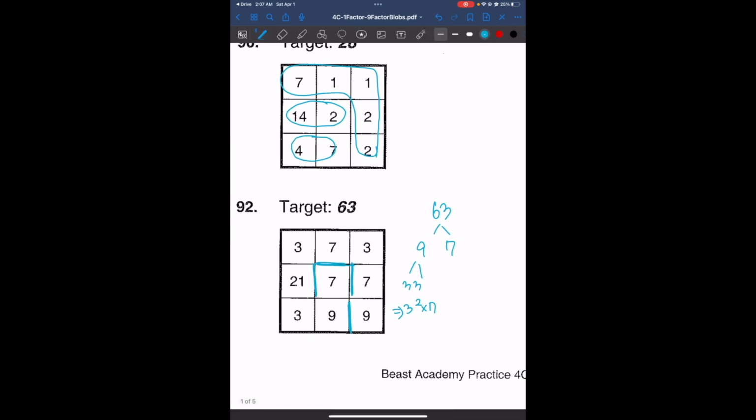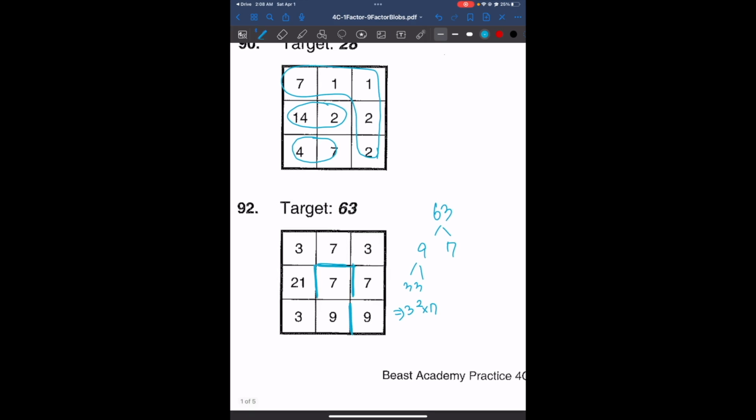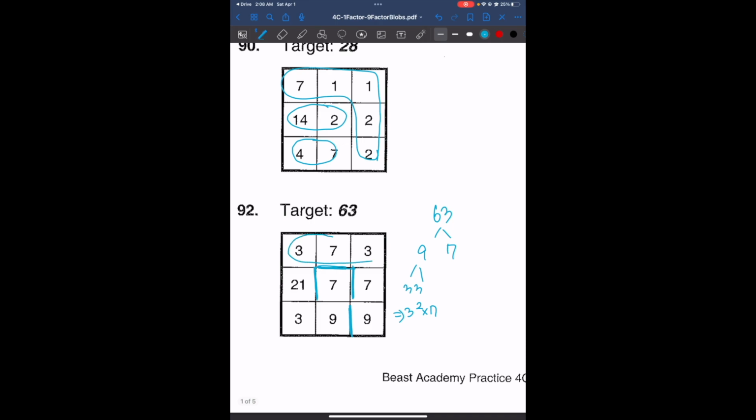And then we're going to group the remaining numbers into blobs, and so we're going to do 3 times 7 times 3 because that's 1 7 and 2 3s. That's also 1 7 and 2 3s, 1 7 and 2 3s, and 21 is 3 times 7. And so that's going to be 1 7 and 2 3s.